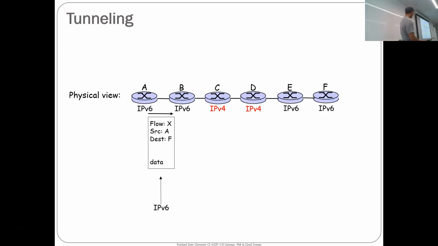To show you this, here is an animation of what's going on. You have a packet that wants to be sent from A to F. It starts out in IPv6 land, and on the other side is IPv6, but here you have this cloud of IPv4 routers. And so what you do is you have an IPv6 packet. It goes from source A to destination F. It's got some data.